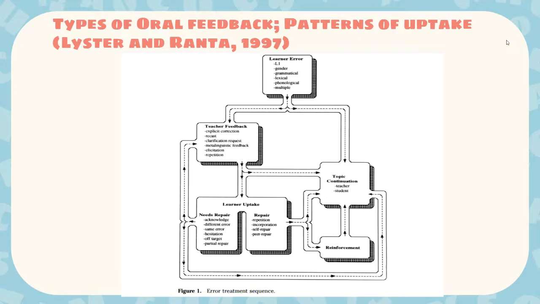Alright, so the whole sequence starts off with the error made by the learner, where they make it either lexically, syntactically, phonologically, or morphologically. So once they make this error, the teacher then gives feedback based on the error. This feedback is in the form of an explicit correction, recast, clarification request, meta-linguistic feedback, elicitation, and repetition. So they give the feedback based on this.